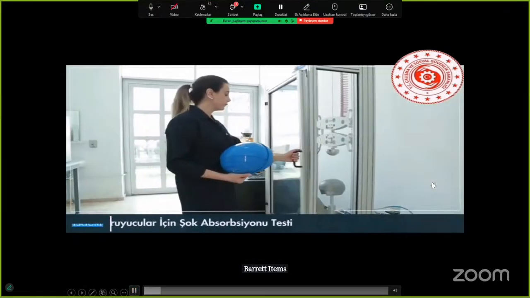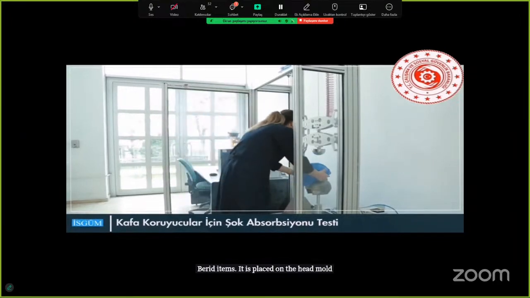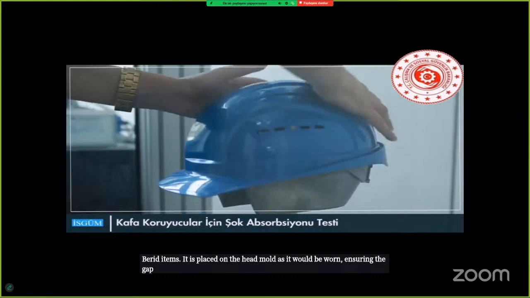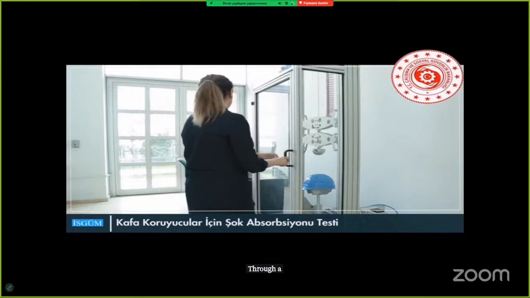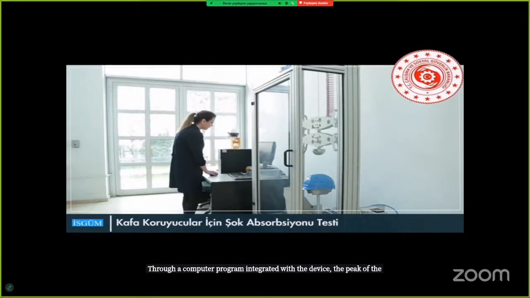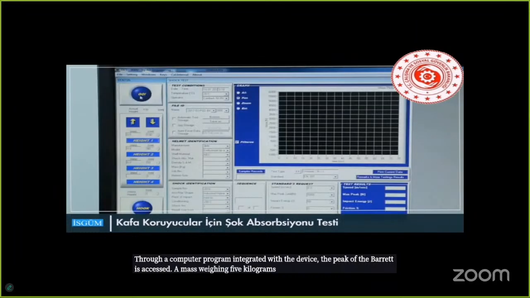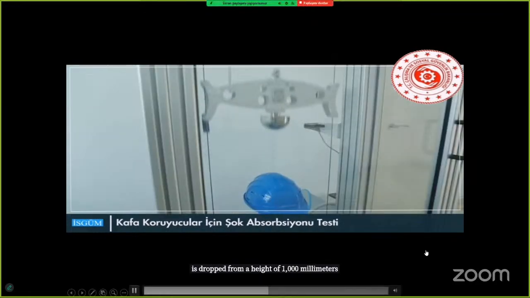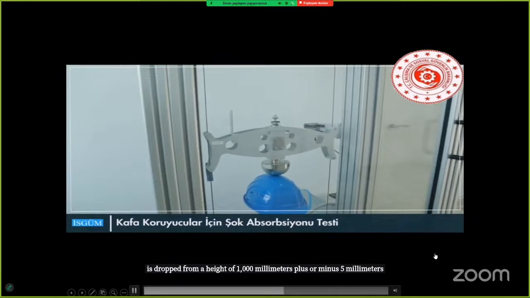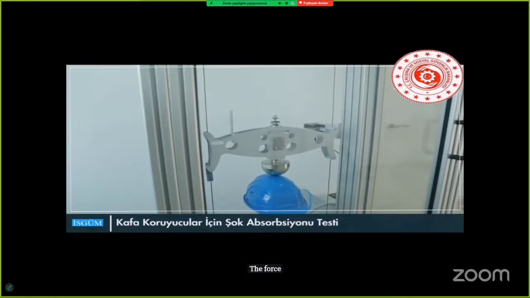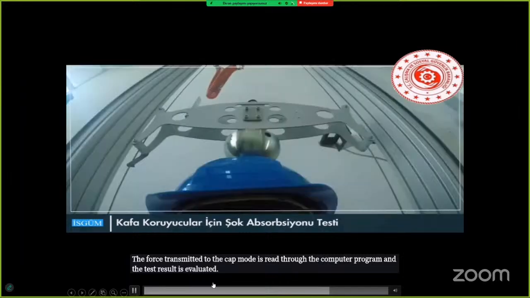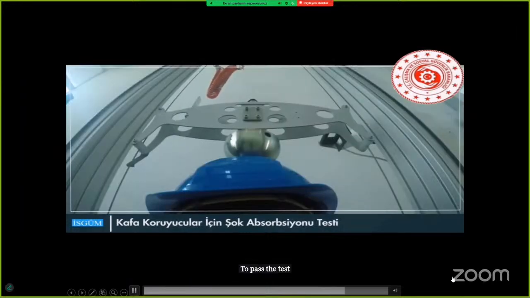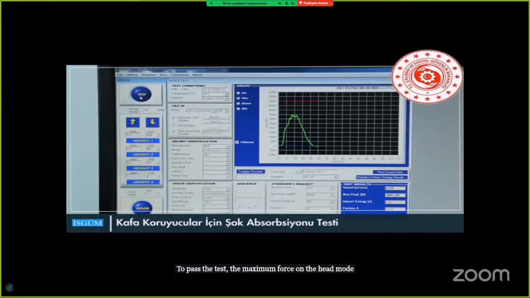The other test. Berets. It is placed on the head mold as it would be worn, ensuring the gap between the mold and the beret is minimal. Through a computer program integrated with the device, the peak of the beret is accessed. A mass weighing 5 kilograms is dropped from a height of 1000 millimeters plus or minus 5 millimeters to conduct the test. The force transmitted to the cap mold is read through the computer program and the test result is evaluated. To pass the test, the maximum force on the head mold should not go over 5,000 newtons.